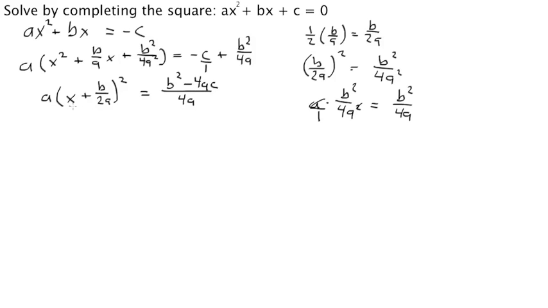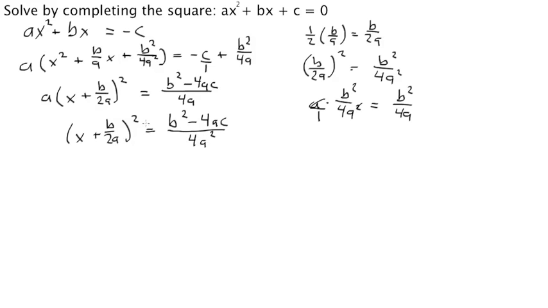Okay, I want to solve for x. So the next thing I need to do is divide by a. So that gives me x plus b over 2a on the left-hand side. Dividing by a on the right-hand side gives me b squared minus 4ac over 4a squared.